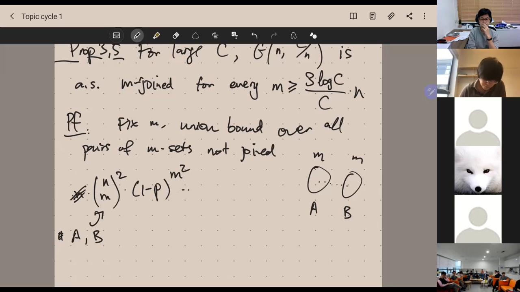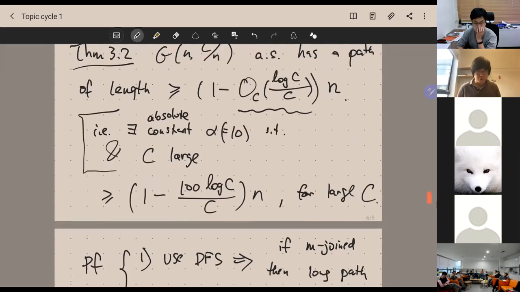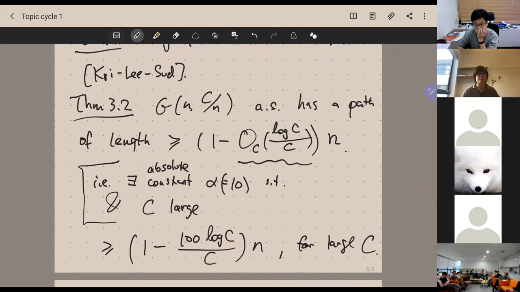Then you do some calculation. I'll list this calculation in the notes, so I will not cover it. This is rather standard. It tends to 0 as n goes to infinity. Okay, this shows that the probability that you will ever see a pair of M sets not joined tends to 0. Then in other words, with probability tending to 1, all M sets are joined by an edge, at least one edge. Okay. So then the proof: if you combine Proposition 3.4 and 3.5, we prove Theorem 3.2. We get an almost spanning path in G(n, C over n). Okay, this is a very cute application, but the result is quite meaningful.